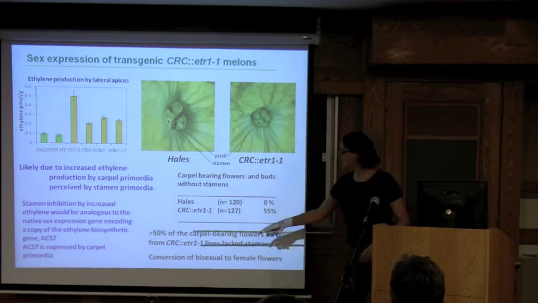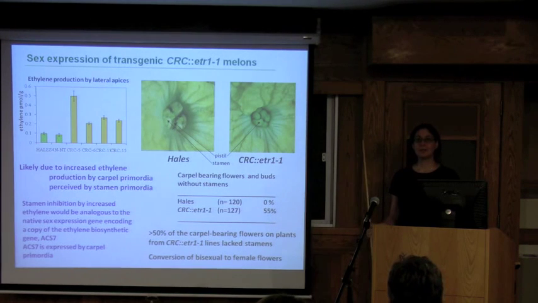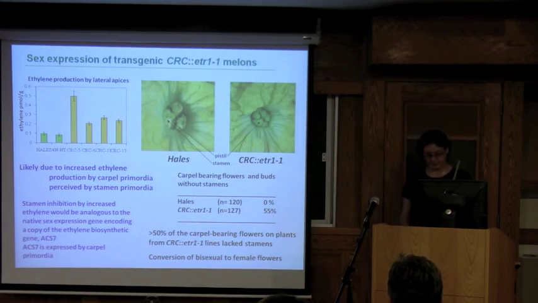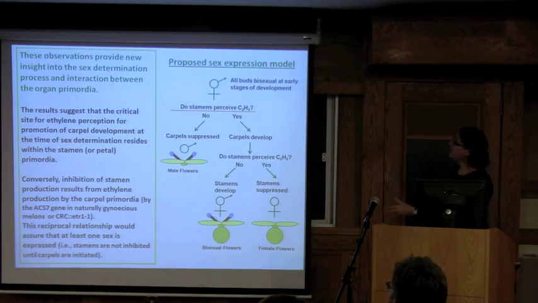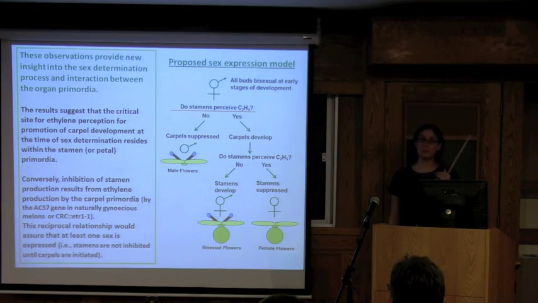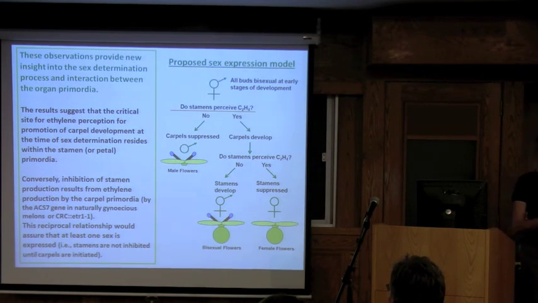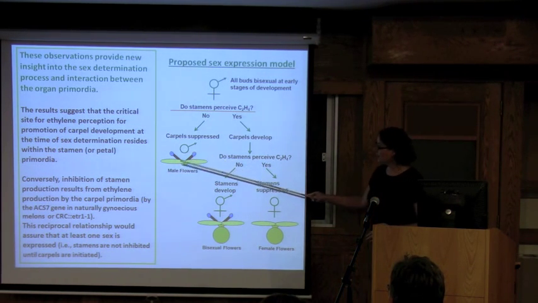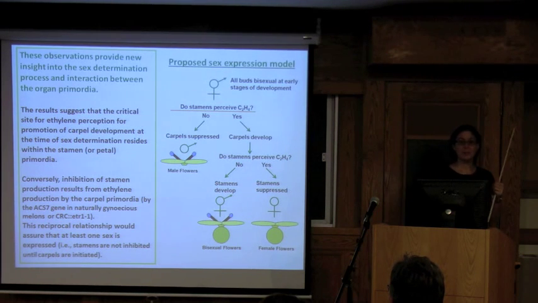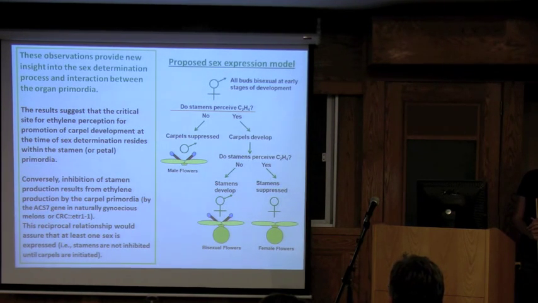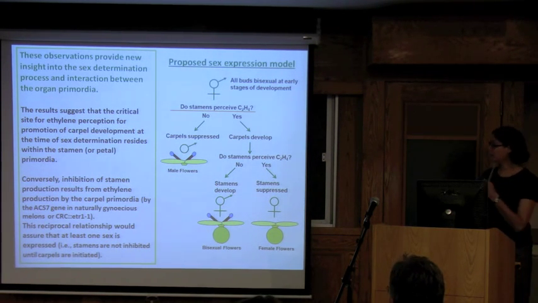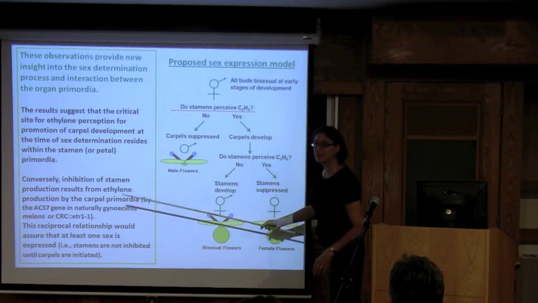You have that expression. In the case of melon, you would have the ACS7 gene that comes on later in development and causes the inhibition of the stamens. So collectively, these observations provide new insight into the sex determination process and interaction between the organ primordia. They suggest that the critical site for ethylene perception at the time of sex determination resides within the stamen or petal primordia, and conversely, that inhibition of stamen production results from ethylene production by the carpel primordia. This occurs naturally through the ACS7 gene in melon, and in our case, using CRC ETR1-1.